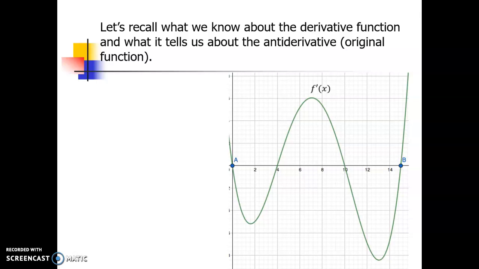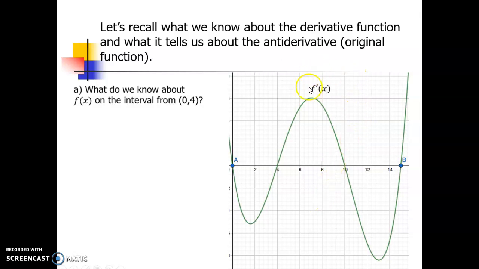Let's go back to Unit 2 for a second and think about what the derivative tells us. Even in Unit 4, we also did this. Let's recall what we know about the derivative function and what it tells us about the antiderivative, or the original function. If I said to you, here's a derivative function, and we're looking at this curve from A to B, what do I know about the antiderivative function, the function I can't see because I'm looking at this function's derivative? What do I know about the antiderivative function from 0 to 4?